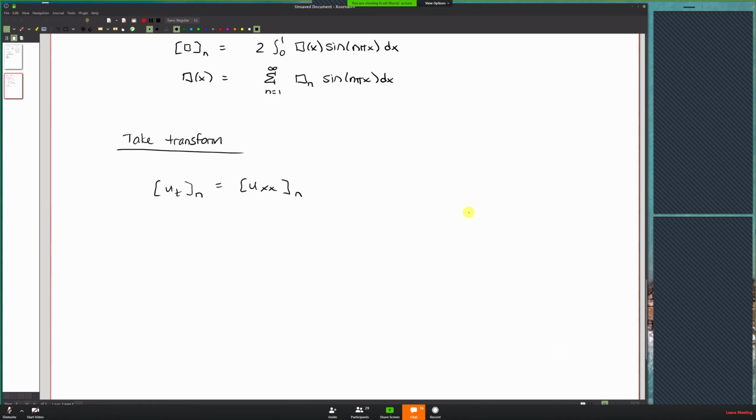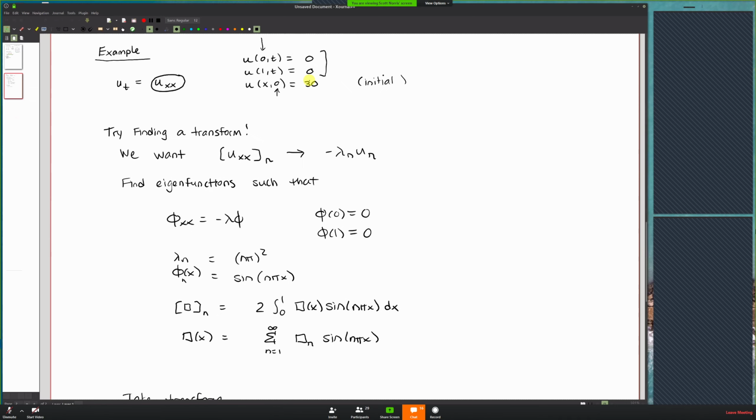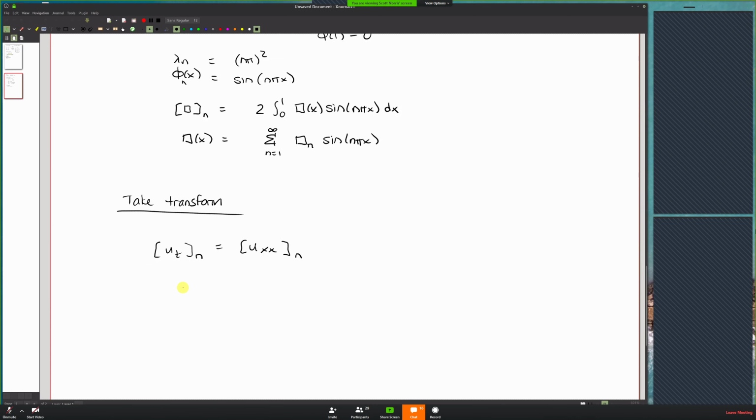But in addition, there's a new thing that depends on x, and that's the initial condition. This is a statement involving a function of x. The left-hand side is a function of x, and the right-hand side is in principle a function of x. It's a constant function of x. So we also need to take the transform of the initial condition: the transform of u(x, 0) equals the transform of the right-hand side, 30. Now, what does all this mean?